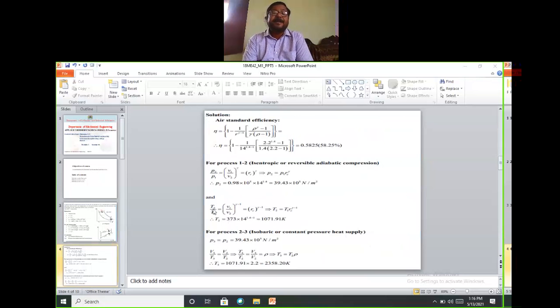Similarly, T2 by T1 is equal to V1 by V2 raised to the power of gamma minus 1. V1 by V2 is nothing but the compression ratio, so r raised to gamma minus 1. T2 is equal to T1 r raised to the power of gamma minus 1. T2 is equal to 273 plus 100, as 100 degrees Celsius is given, so 373 into 14, the compression ratio, raised to the power of 1.4 minus 1, which is equal to 1071.9191 Kelvin. You must be very careful. Here you substituted the temperature in Kelvin, so the final answer should be in Kelvin only.